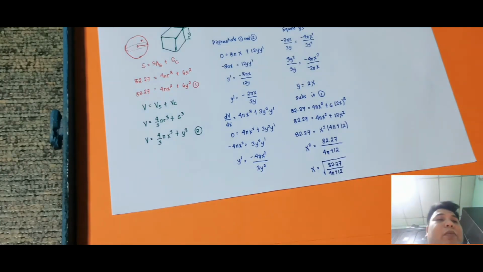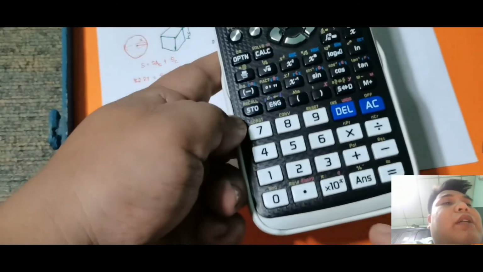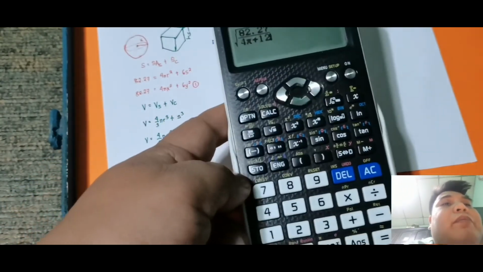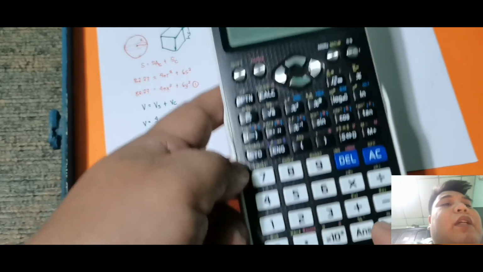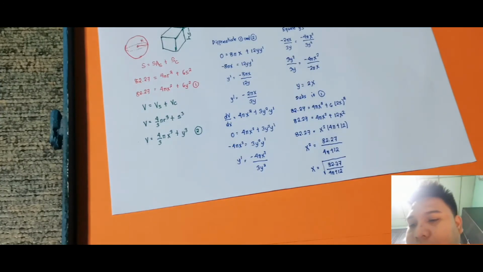So pag kinalki mo, yung mismong pi talaga ilalagay mo kasi yung 3.14 yan. So kunin natin yung square root of 82.27 over 4 pi, okay, then plus 12. Okay, so ayan yan. So nasan yung pi? Ayun, no? So sa akin, so shift pi, kunin mo lang yun, o yung shift 10x, okay, 10 raised to x, sorry. So that is equal sa 1.83. Okay, so 2 decimal na lang kunin natin para mapadali.